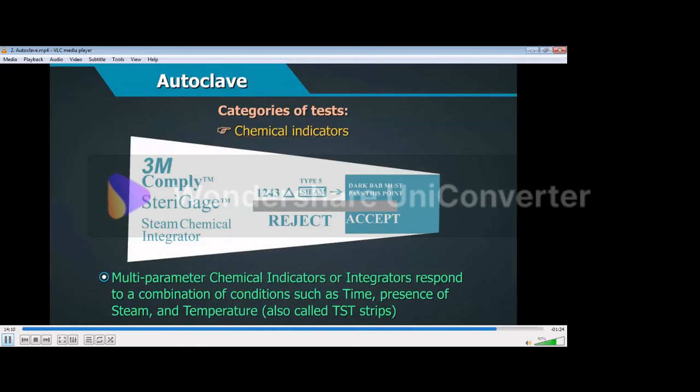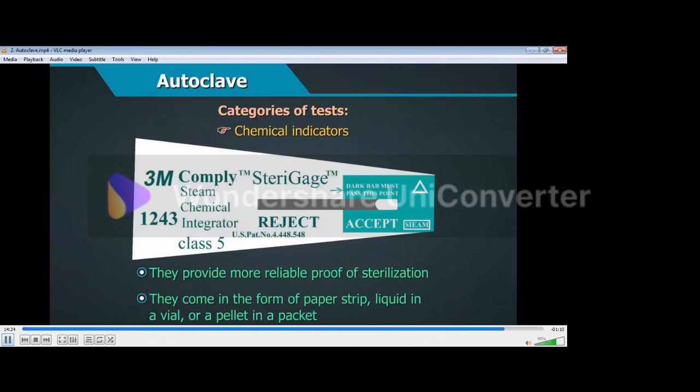Multi-parameter chemical indicators or integrators respond to a combination of conditions such as time, presence of steam, and temperature, also called TST strips. These provide more reliable proof of sterilization. They come in the form of a paper strip, liquid in a vial, or a pellet in a packet.